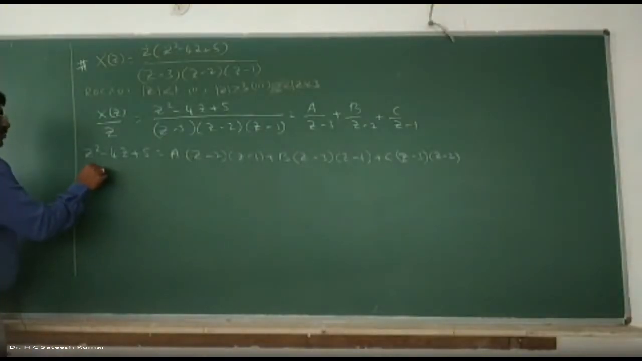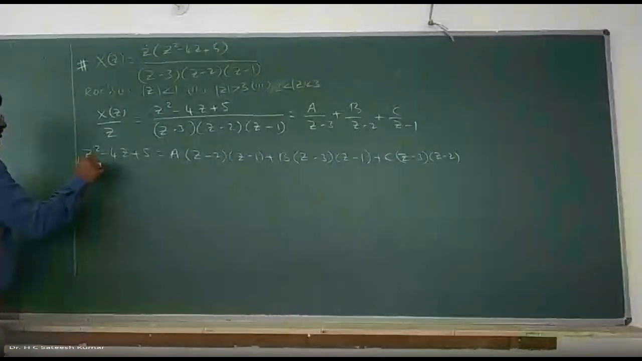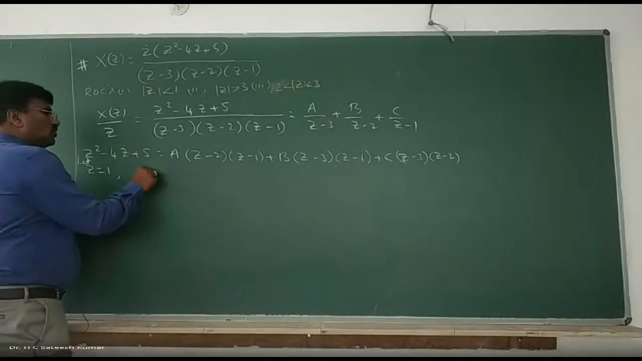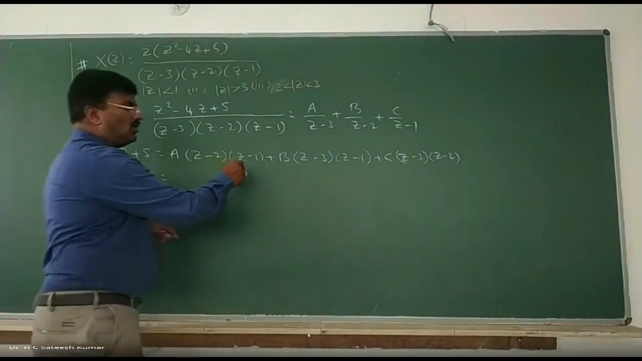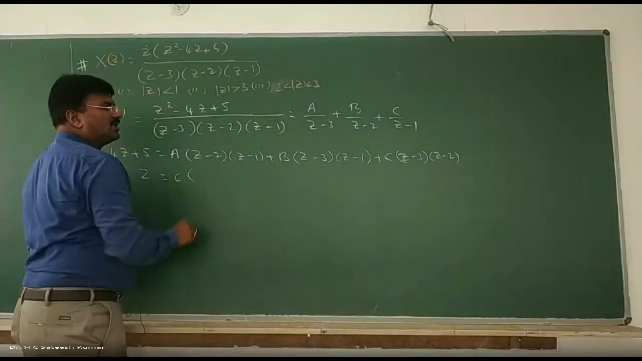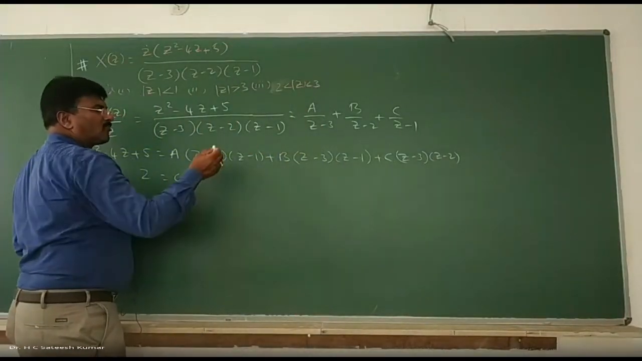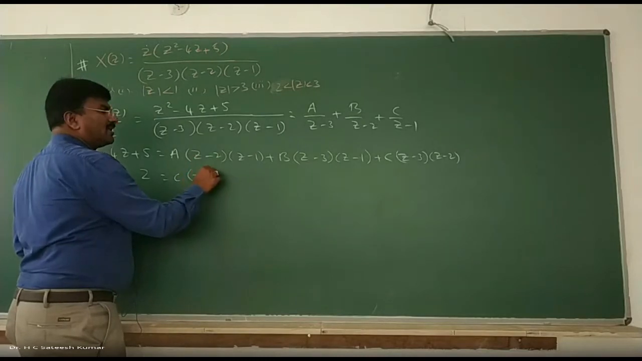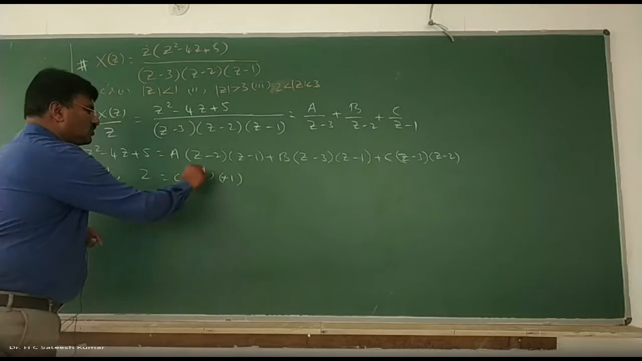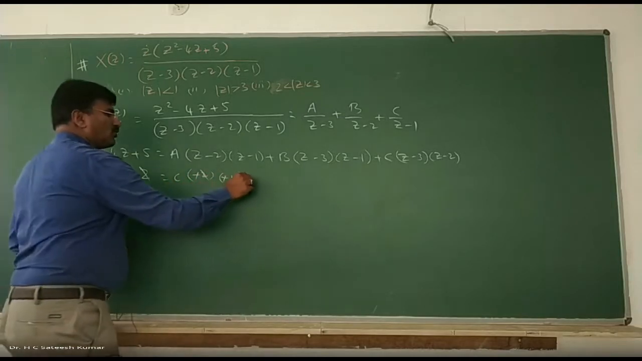Let z is equal to 1. 1 square is 1, 1 minus 4 is minus 3, minus 3 plus 5 is 2. The first two terms become 0. Last one is there: C into (1 - 3) is minus 2, into (1 - 2) is minus 1. Minus into minus is plus, this 2 gets cancelled. Therefore, C is equal to 1.